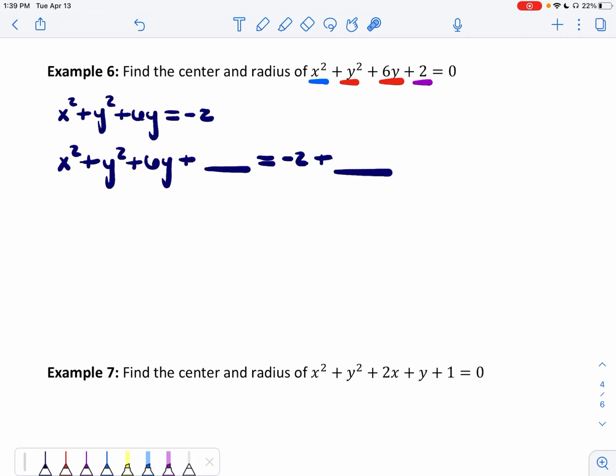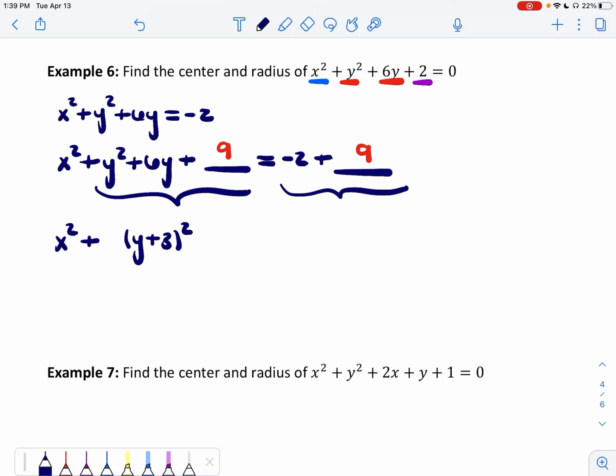Okay. All right, so with our y's, we have a 6 as our b term. So 6 divided by 2 is 3. 3 squared is 9. I'm going to add a 9 to both sides of the equation. Okay, remember to keep it balanced by adding that 9 to the right as well. And that'll complete the square on our y's. Okay, so factoring and combining like terms, we're going to have x squared plus (y plus 3) quantity squared is equal to 7.